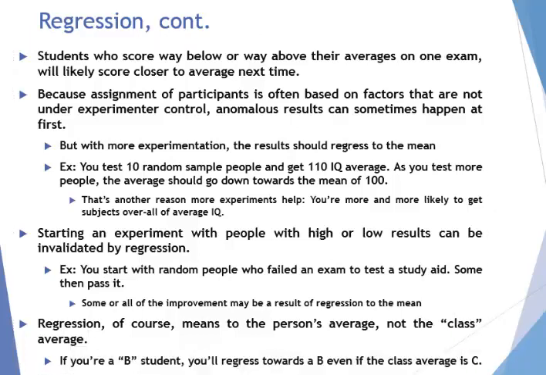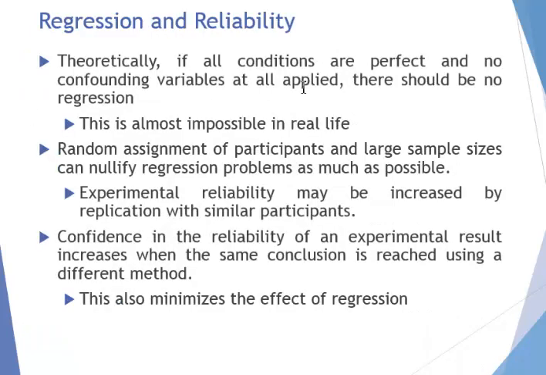If you are likely to get a B on an exam and you get a C, then that's actually anomalous, because for you, B is the norm. Theoretically, if all conditions are perfect and there are no confounding variables at all, there shouldn't be any regression. In other words, if there's no luck, if everybody who should get an 80 will always get an 80, then there's no need for regression. Then you would never get that 90 in the first place. That would be a fluke.